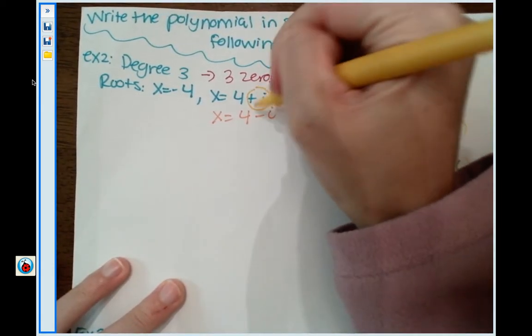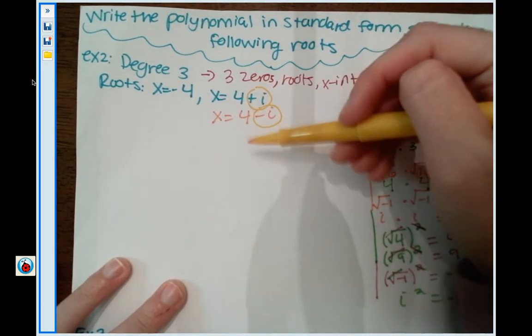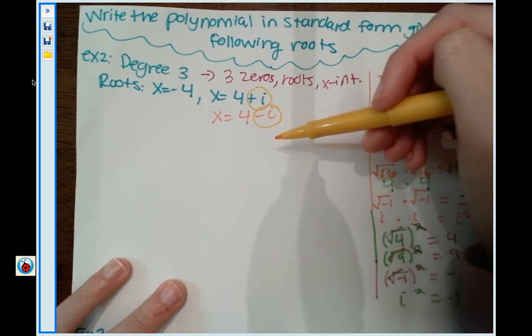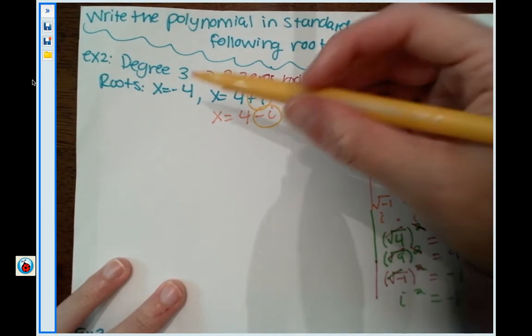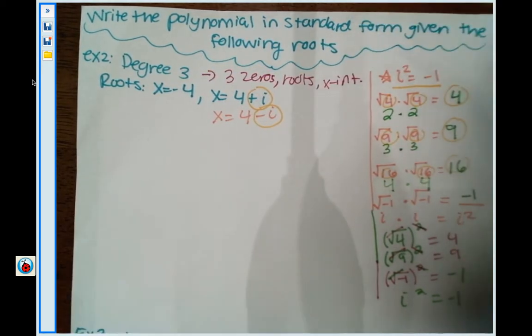So these come in pairs, and remember the only thing that changes, you guys, is the sign of the imaginary number. This is the only thing that changes. You see my 4 didn't change. It stayed as a positive 4. But my i's changed signs. Okay, so now we have a total of 3 roots. We have 2 imaginary and 1 real. So yay, we're good to go now.